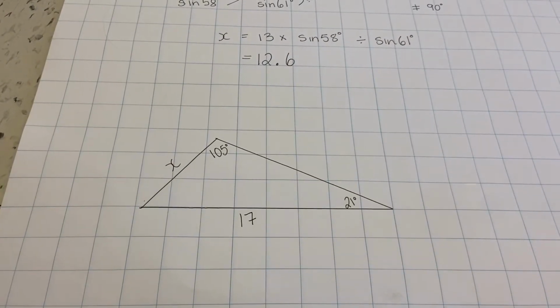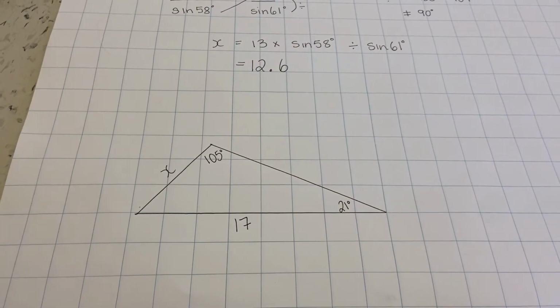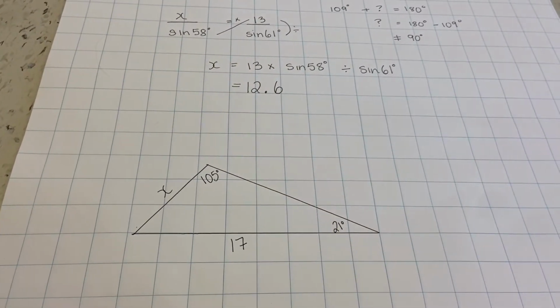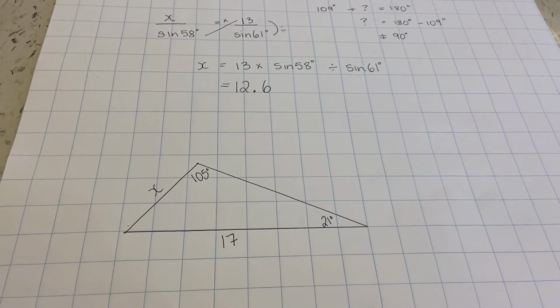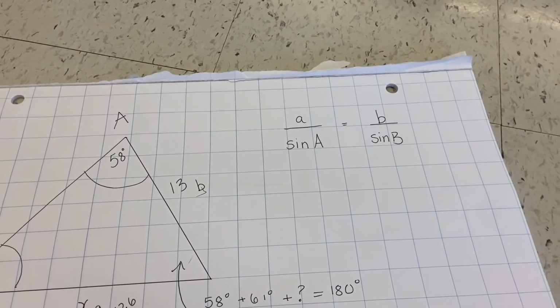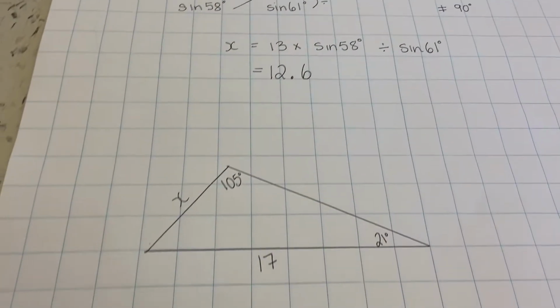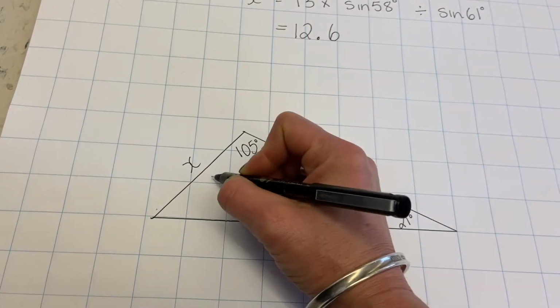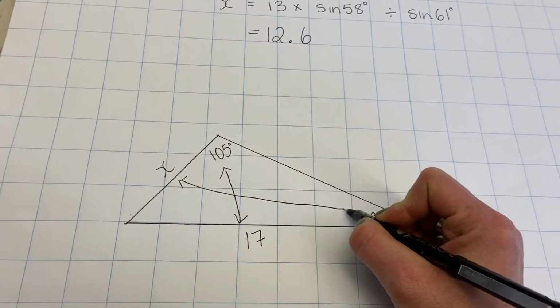Let's try one more question together. Again, we have a triangle, and there's no right angle in this triangle, so I can't use my original rules. I'm going to have to try to use this new rule that we've introduced today. So I need to first find things that are opposite to each other. These two are opposite, and these two are opposite. I'm going to label them.